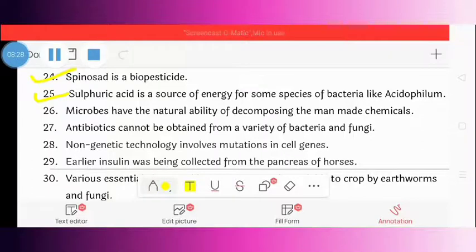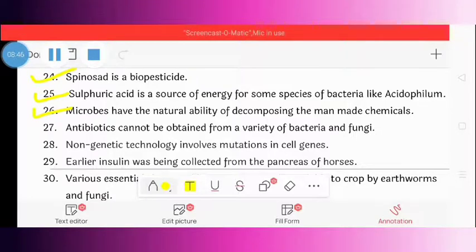Next, 26 number question. Microbes have the natural ability of decomposing the man-made chemicals. Yes, some microorganisms have the natural ability of decomposing the man-made chemicals. So this statement is true.